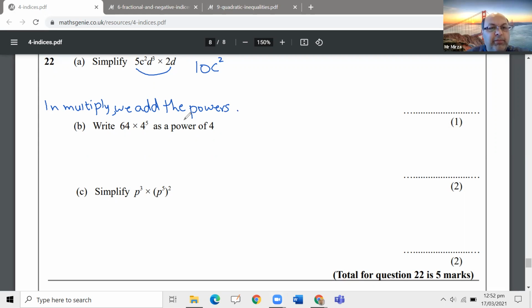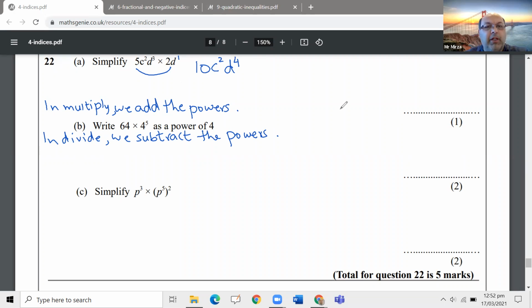In divide, we subtract the powers. So there's d cubed here and there's 1d here. So if you add them, you get d to the power 4. So you have 3 d's here and you have 1d here. So it's d4. So 10c squared d4.